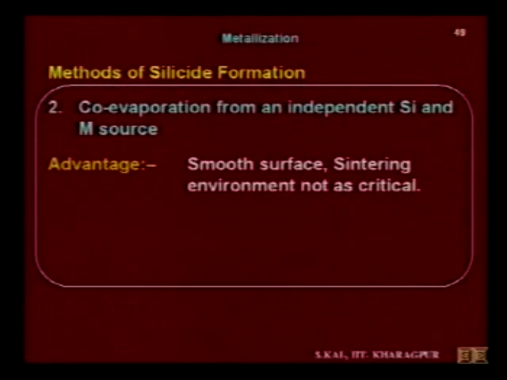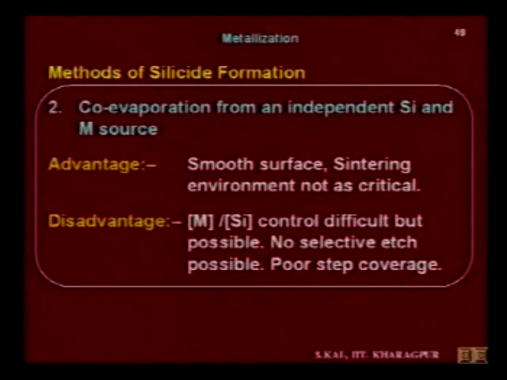The environment, that means the reaction chamber where the reaction takes place, if there is a presence of other gases like oxygen or nitrogen, it reacts easily with those gases, then instead of forming metallic silicide, some complex oxide may form, so that its resistivity may be higher. Disadvantages: metal silicon molar ratio control is difficult but possible. No selective etch is possible in this case. Poor step coverage. These are the problems of the second method, co-evaporation from an independent silicon and metal source.